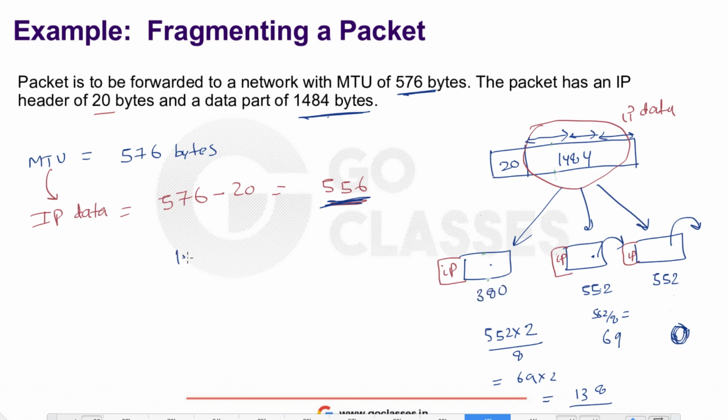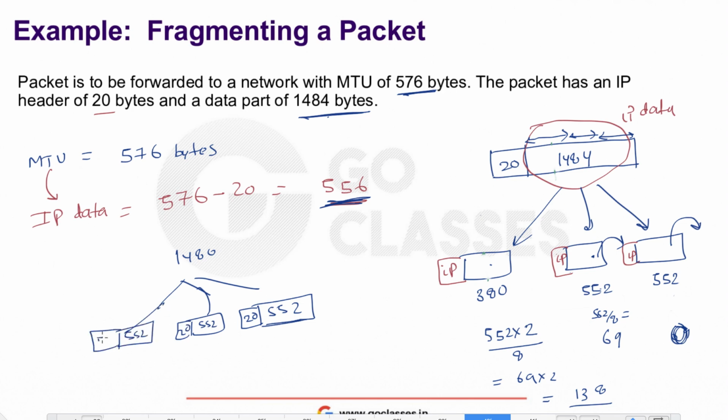This 1480 should be divided into three parts. One is having 552 as the IP data length and then 20 bytes of header, then this will be having 552 and then 20 bytes of header. Then this will again have 552 and 20 bytes of header. Sorry, this last one is having 380 and 20 bytes of header. So that is all we needed to do in this question. And we are done with this question, right?